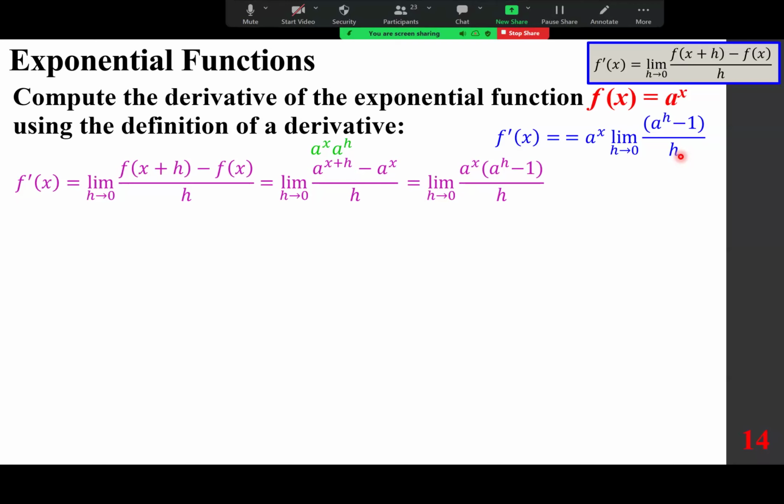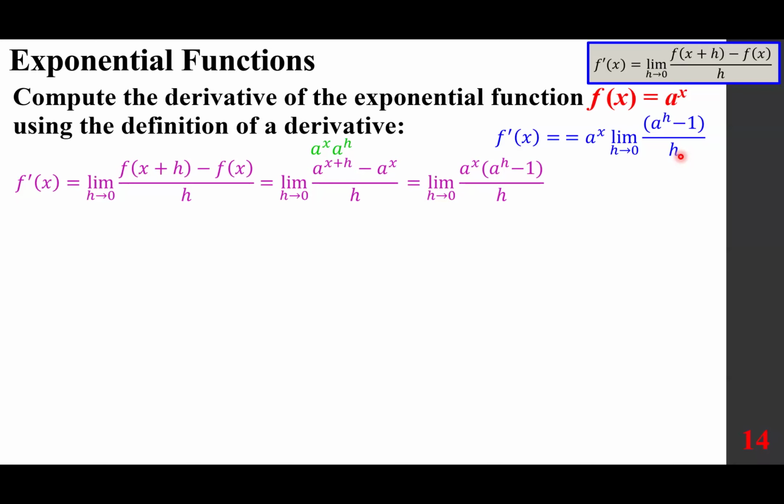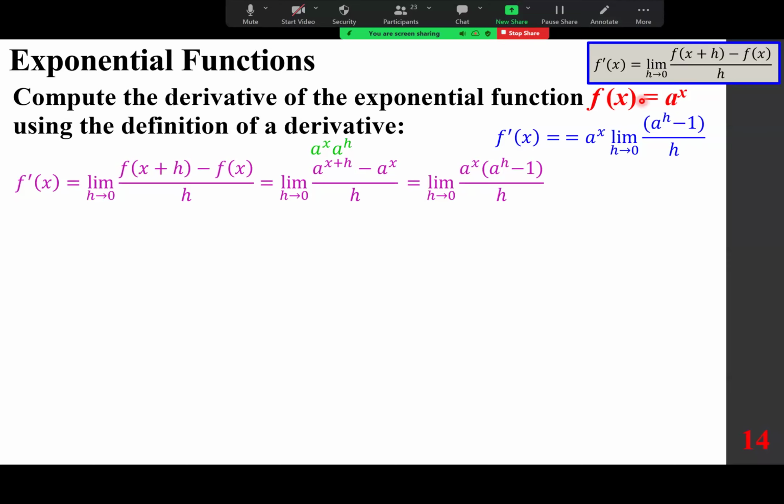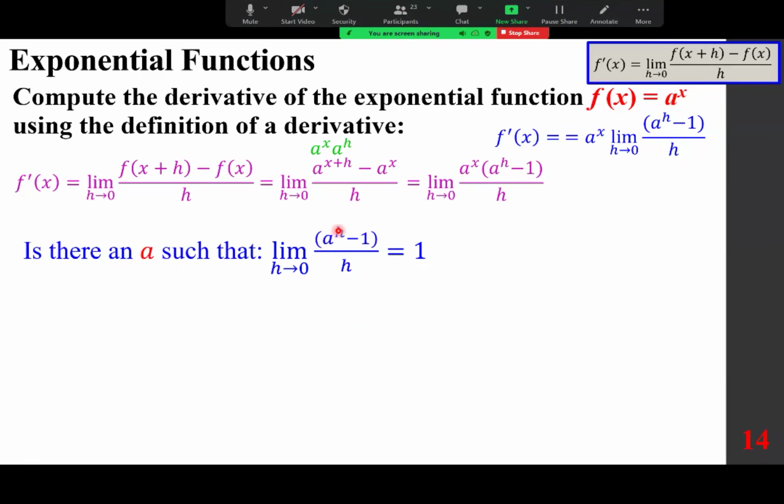So notice something very interesting. F of x is a to the power of x. F prime of x is also a to the power of x times some expression. What if there is a number a such that this expression is 1? Is there an a such that this expression, limit of a to the power of h minus 1 over h as h approaches 0, equals 1?